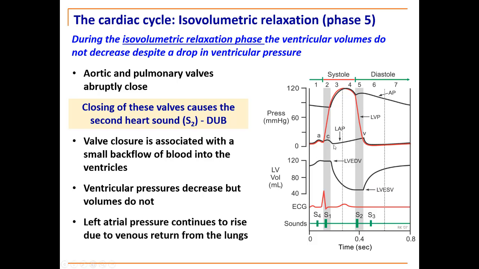Just to note, of course, in this, the left atrial pressure is continuing to rise due to venous return from the lungs, and the right atrial pressure, of course, increases because of venous return from the inferior and superior vena cava.